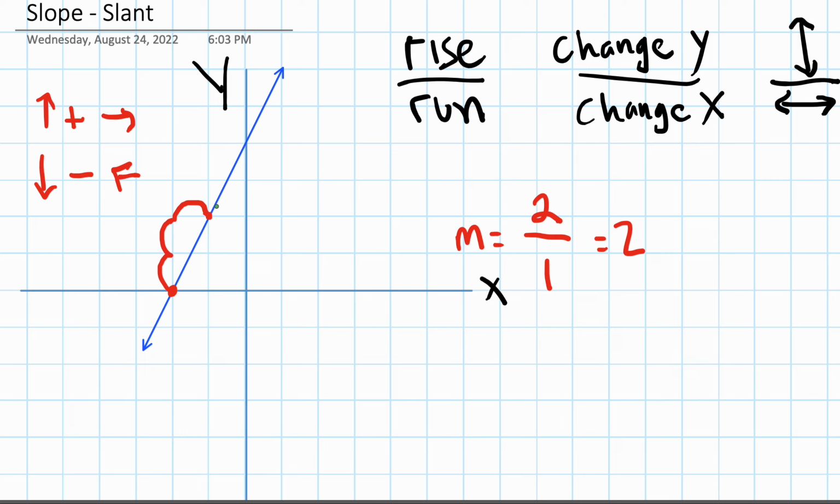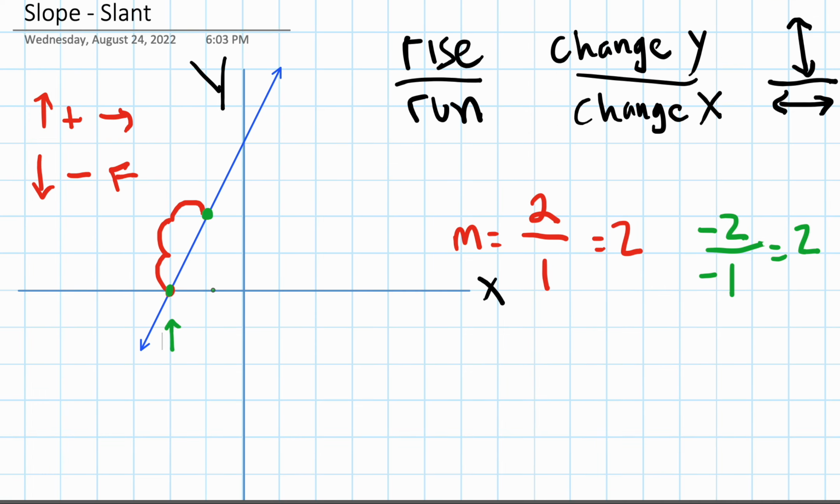We could in fact use the right point to start with. We would then go down 2 spaces to get to the next point. That's negative 2. And we would then go to the left 1, which is negative 1. And in the end, we get the same slope value. It doesn't matter which side you start on. But typically we start on the left side. Most people start at the left. That's why they say run, meaning you always go to the right.